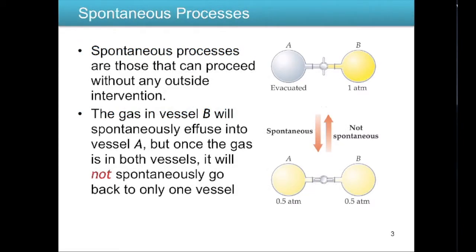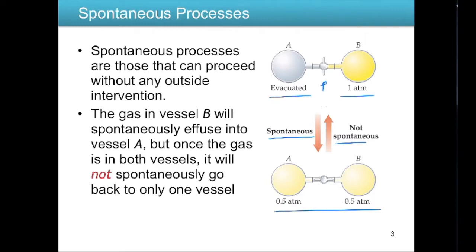So here's another example of a spontaneous process. If we had 1 atmosphere of a gas in the right side of this vessel and the other side had a vacuum in it, obviously we know what would happen if we open up this valve, right? The gas will distribute itself so it has equal pressures in either side of that vessel. And we didn't have to do anything for this to happen. All we had to do was open up that valve and the process happened spontaneously. So this would be the spontaneous direction of this process.